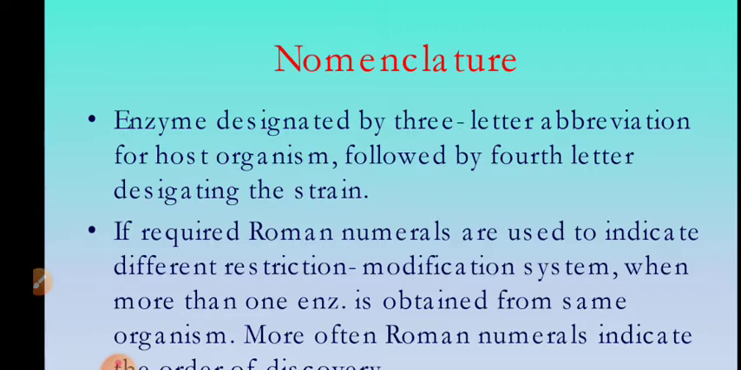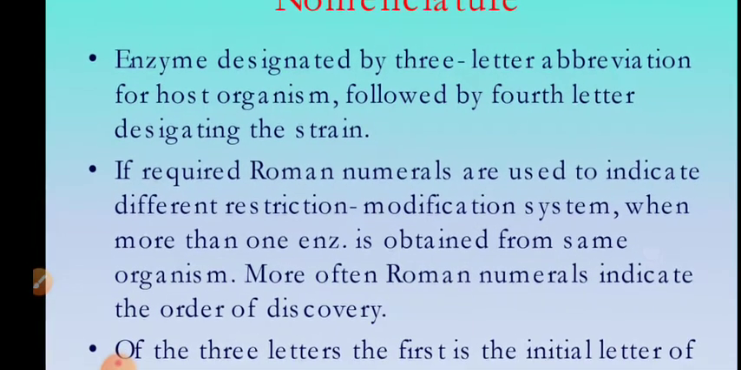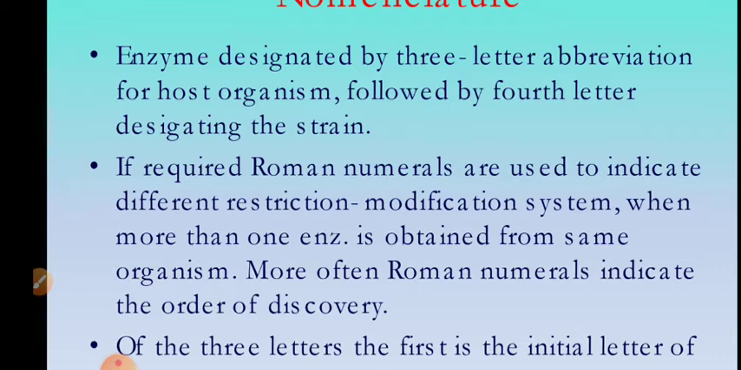Now, how are they named? Restriction enzymes are designated by a 3-letter abbreviation. The name of every restriction enzyme consists of 3 letters, and all 3 letters stand for the host organism from which they have been isolated. The 3-letter name may be followed by a 4th letter designating the strain.